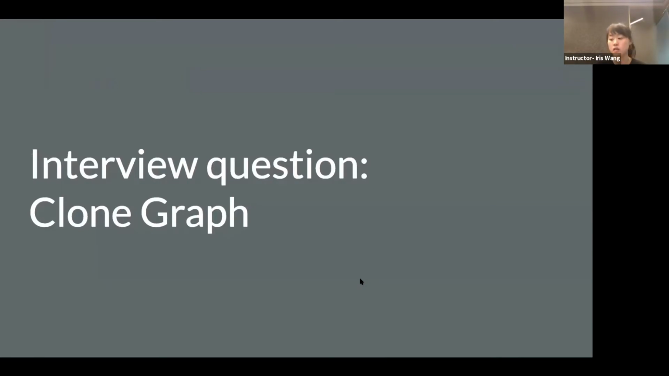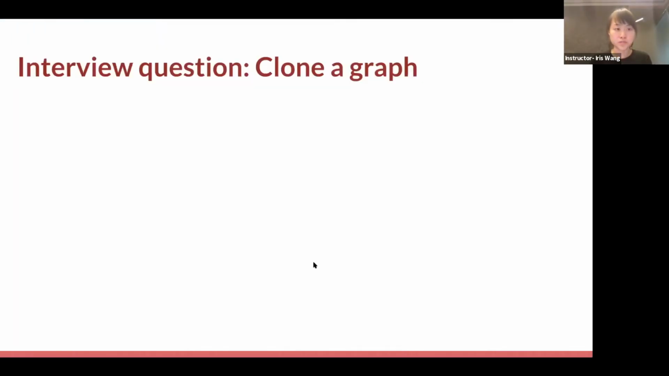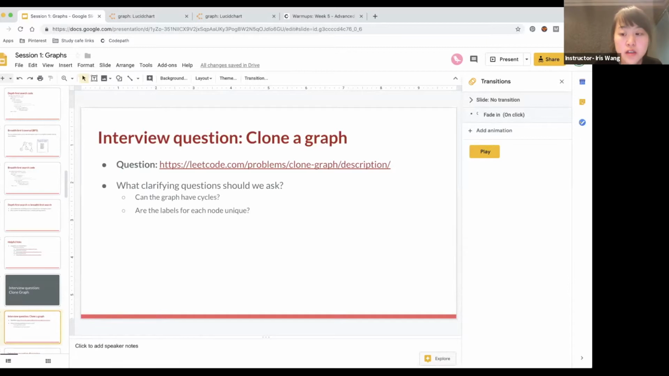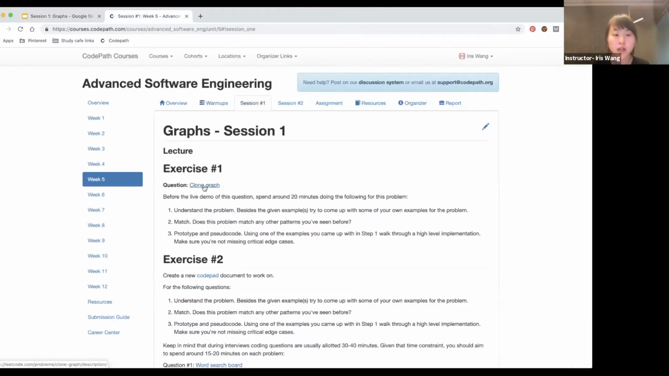Cool, so the question we'll do a walkthrough of today is the clone graph question. I believe I put it up here. Let me see, one second. It should be in the session 1 tab. I put it here. It's a question that I want people to spend around 20 minutes trying to tackle. So I'll split you guys up into groups of two people.